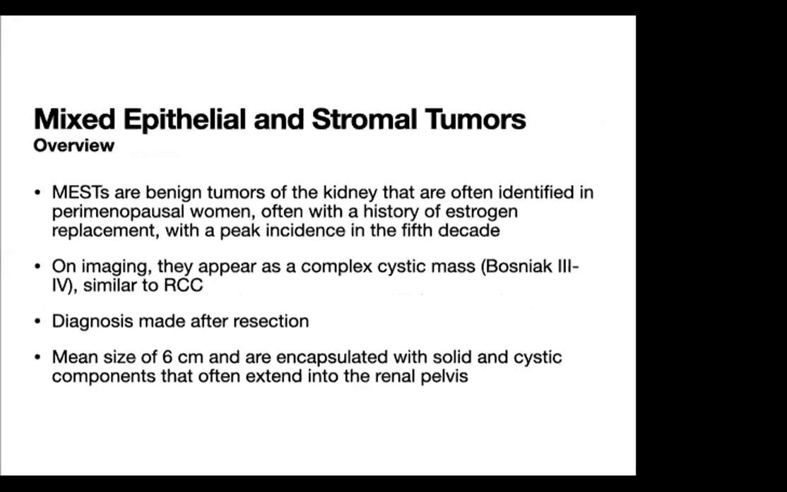Now, your mixed epithelial and stromal tumors are benign tumors of the kidney that are often identified in perimenopausal women, often with a history of estrogen replacement with a peak incidence in the fifth decade. On imaging, they appear as complex cystic masses, usually Bosniak 3 to 4, similar to RCC. And diagnosis is made after resection. They have a mean size of 6 cm and are encapsulated with solid and cystic components that often extend into the renal pelvis.